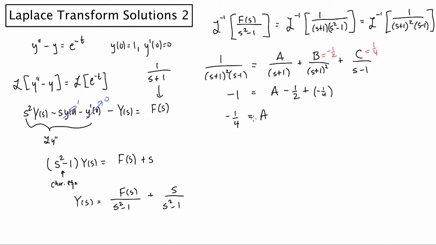What that will do then is I can replace my inverse transform now with negative 1/4 over S plus 1, plus negative 1/2 over S plus 1 squared, plus 1/4 over S minus 1, and hopefully I recognize the inverse transforms of each of those.